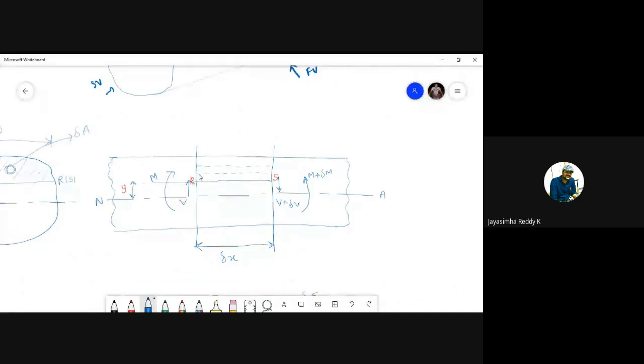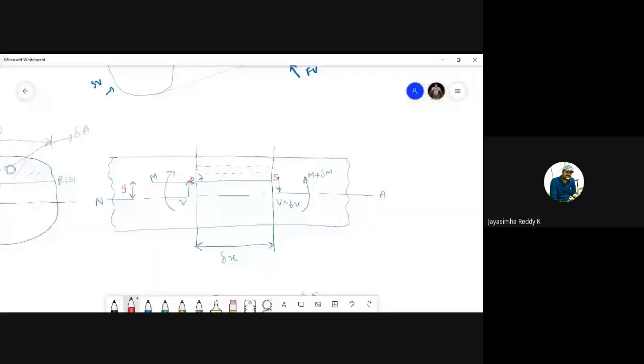All of you see here. All of you see carefully. I have just considered this portion. Okay, and in this portion, I have also considered an elemental area, elemental cross section of delta A, which I have represented as dotted lines. And this distance, centroidal axis to bottom surface of the element that I have considered, is y. And this is delta x. I have also shown it in front view and side views as well.